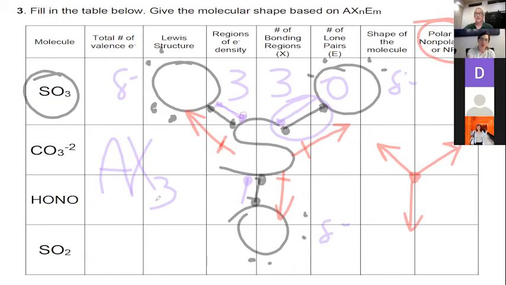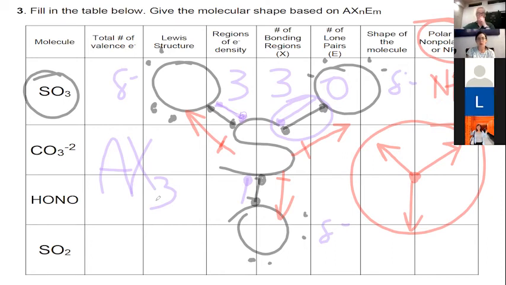Non-polar? Yeah, I get nothing, right? They all cancel out because this is completely symmetrical and they're all the same size. So if you have bond dipoles that are all exactly the same size and they're all exactly symmetrical, they cancel each other out. So there is no molecular dipole and it is non-polar. In fact, sulfur trioxide is a gas.